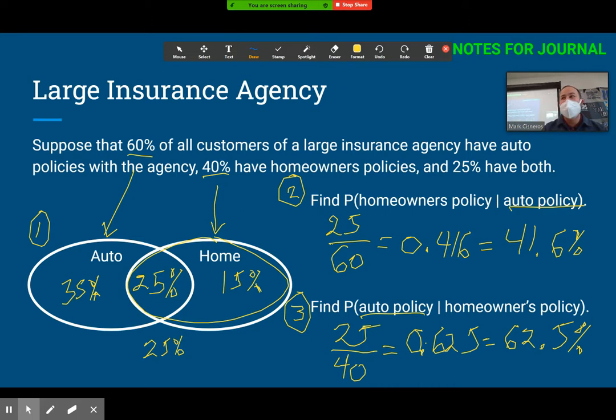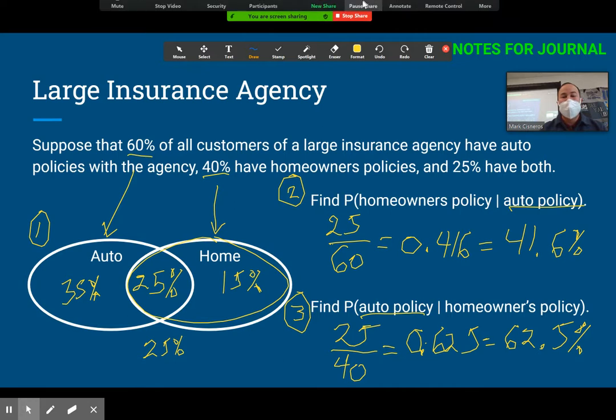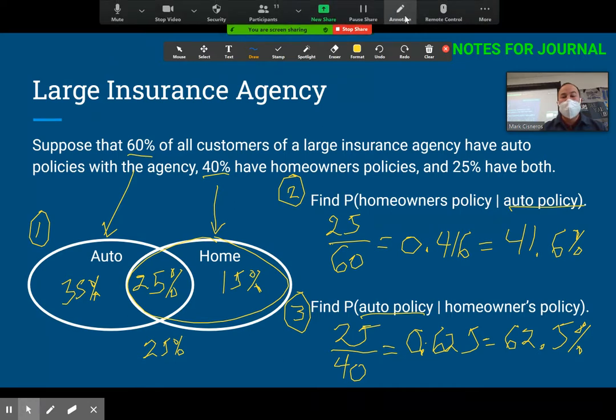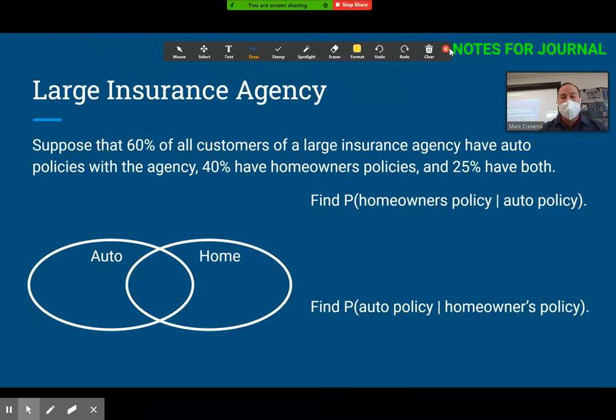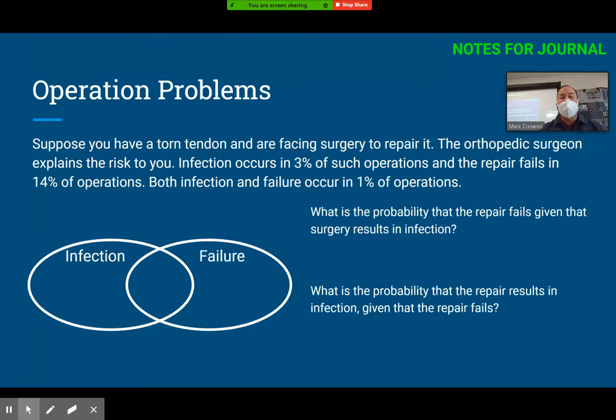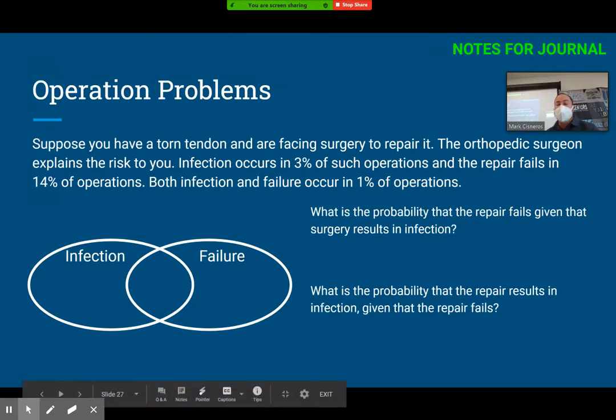You ready to do one on your own? Or do you want a few steps ahead of me? All right, can I clear this out? All right, there's only 2 more slides, guys. Bear with me here. Clear.